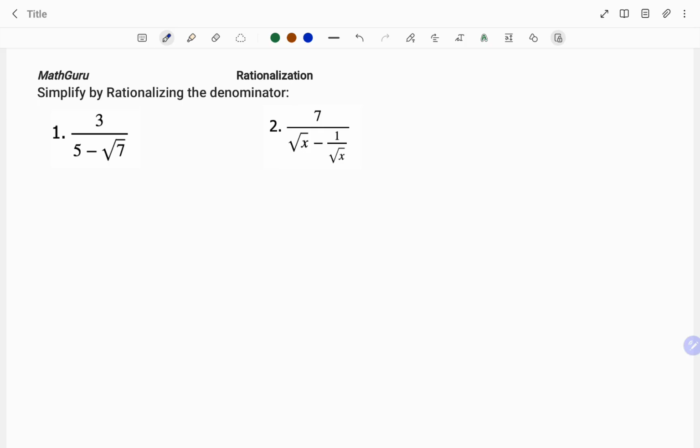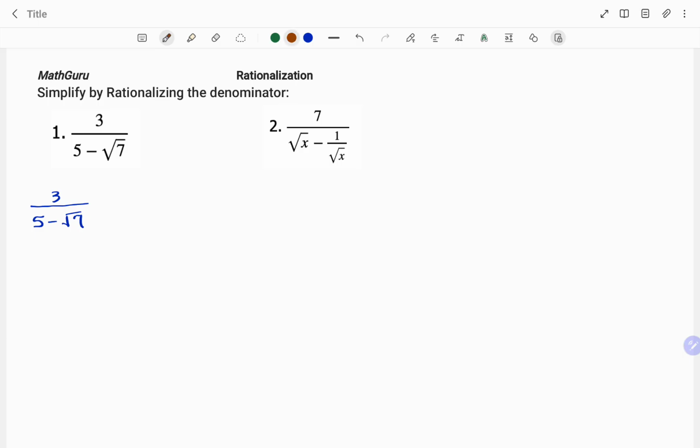To rationalize the denominator refers to the process of removing radicals, like the square root, from the denominator of a fraction. So in the first example, we have 3 divided by 5 minus root 7. To rationalize, I'm going to multiply both the numerator and the denominator by the conjugate of the denominator.